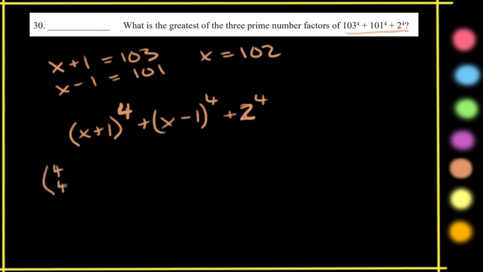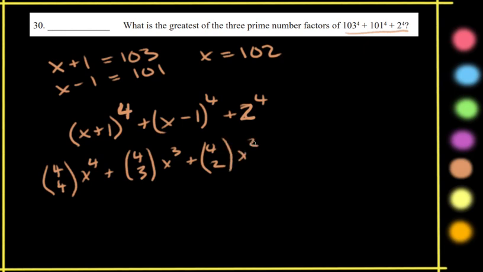4 choose 4 times x to the fourth plus 4 choose 3 times x cubed plus 4 choose 2 times x squared plus, and it's x to the fourth times 1 to the 0, and then this is x to the third times 1 to the 1, x squared times 1 to the 1 squared, and then we've got 4 choose 1 times x times 1 to the third, and then plus 4 choose 0 times x to the 0, which is 1, times 1 to the fourth, which is also 1.